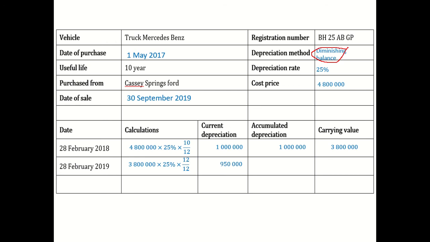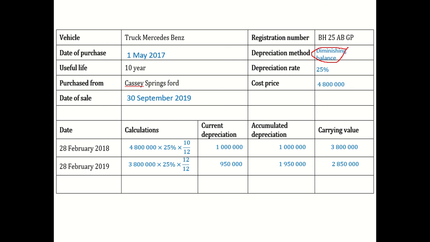Now, guys, here we're going to have a current depreciation of 950,000 for the 2019 financial year. Please note that the 2019 financial year starts on the 1st of March 2018. So we've used this vehicle for the whole year, for the whole 2019 financial year. Accumulated depreciation will be 1 million plus 950,000. That will be 1,950,000. Carrying value, guys, will simply be 4,800,000 minus 1,950,000, and it'll give you 2,850,000.